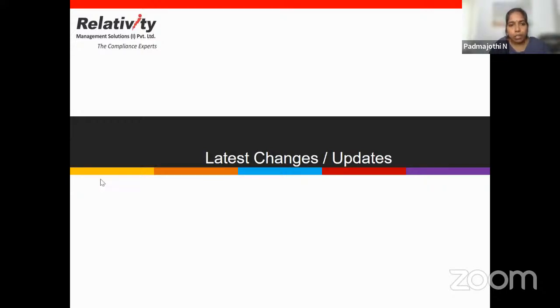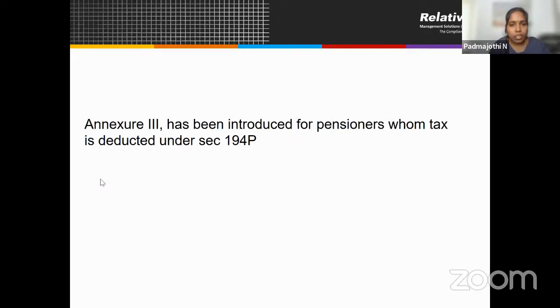But compared to the last year, this year no major changes have been introduced for the existing employee category. But there is a new inclusion of an annexure for pensioners. For example, in last year's budget, it was introduced for pensioners also. It has to be calculated under section 192.